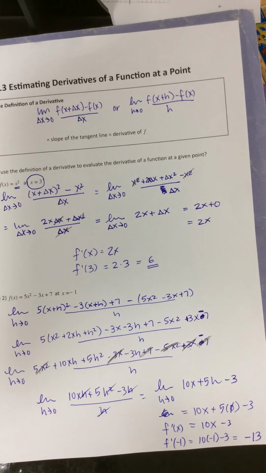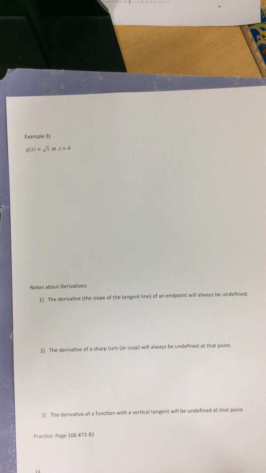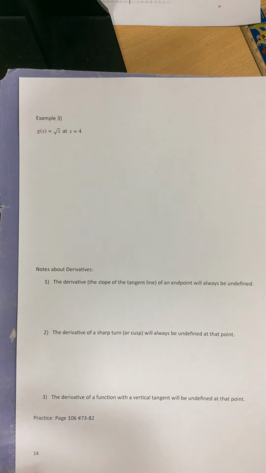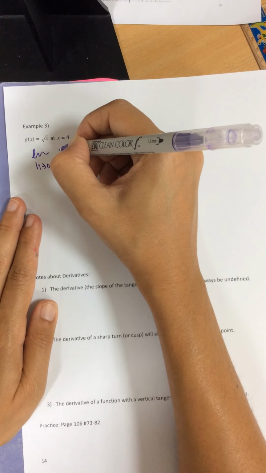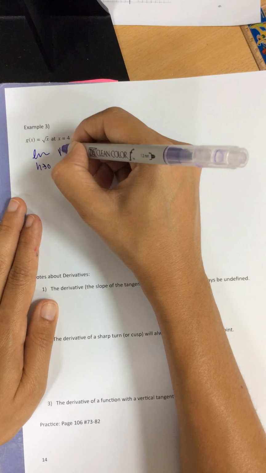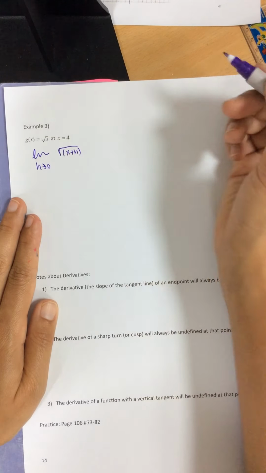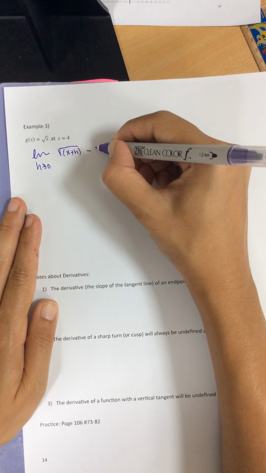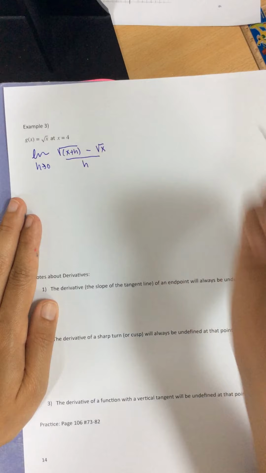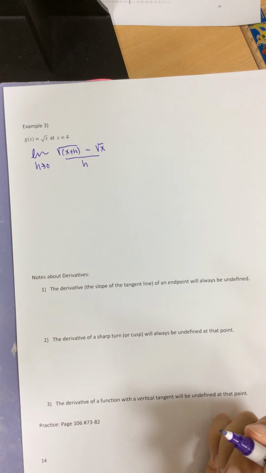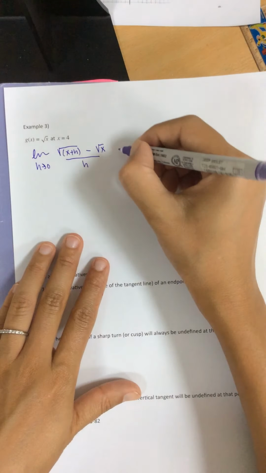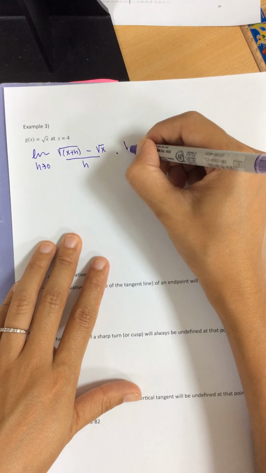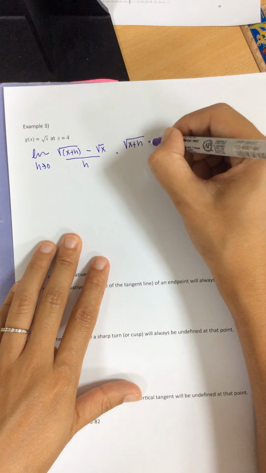Okay, let's try one more example. Example 3. If you want to pause, this might be a good time to pause, try it, and then come back and check and see what you get. Okay, so let's use the h this time again. So f of x plus h, so square root of x plus h minus f of x all over h. All right, so let's get rid of this thing up here, right? Let's multiply by the conjugate.